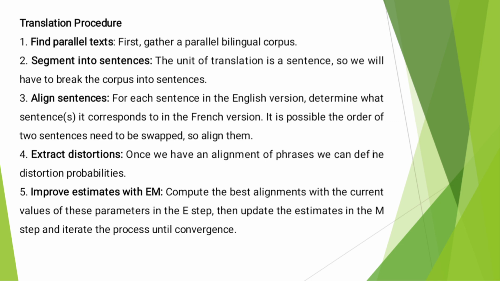Then improve estimates with EM. Compute the best alignments with the current values of these parameters in the E step. Then update the estimates in the M step. And then iterate the process until convergence. First the E step, then the M step, and continue until it converges.